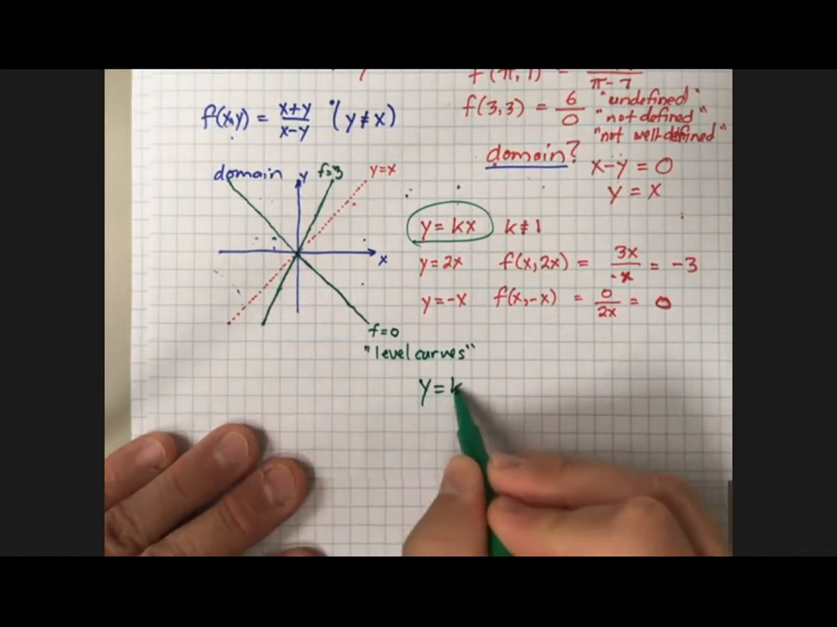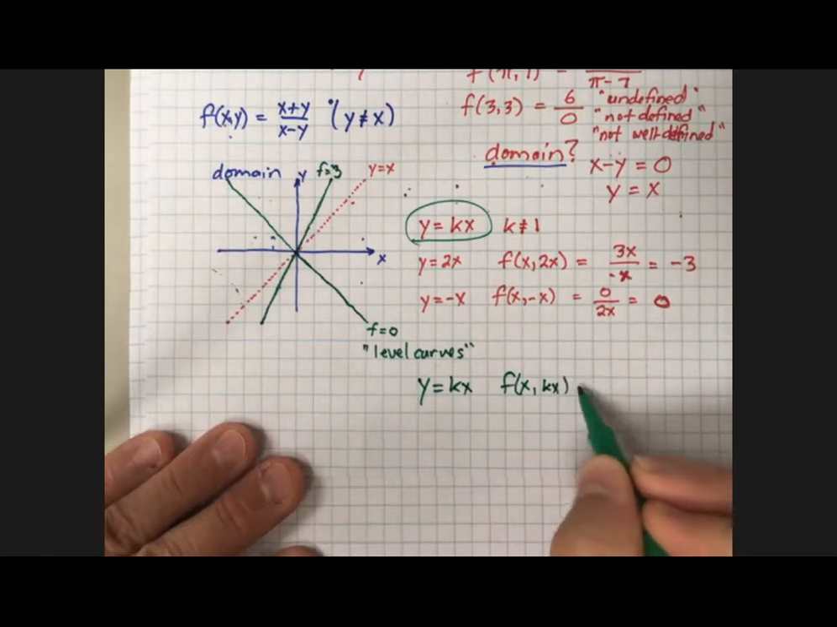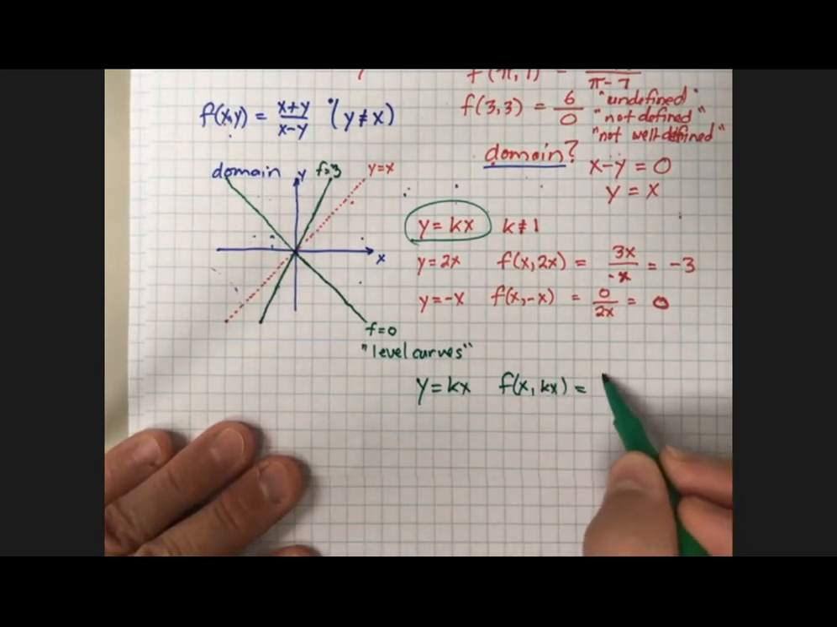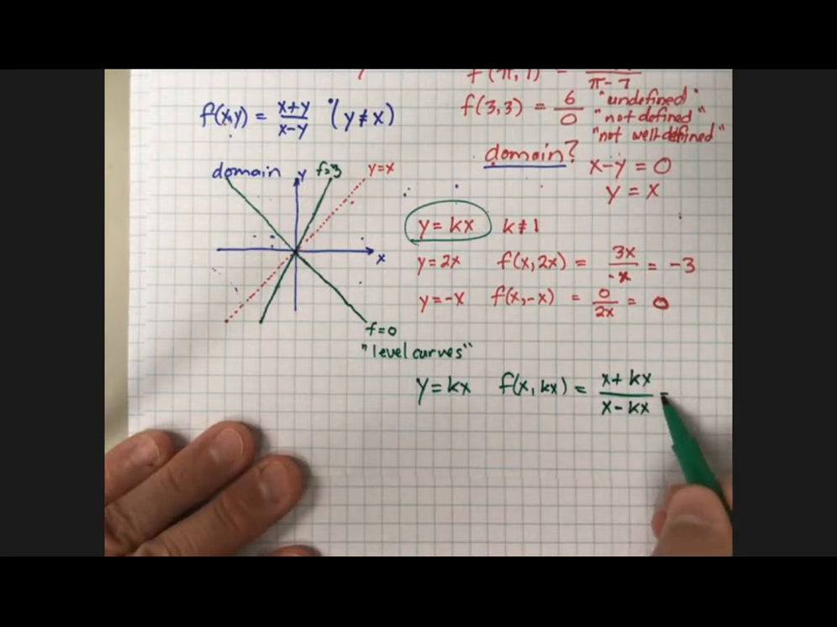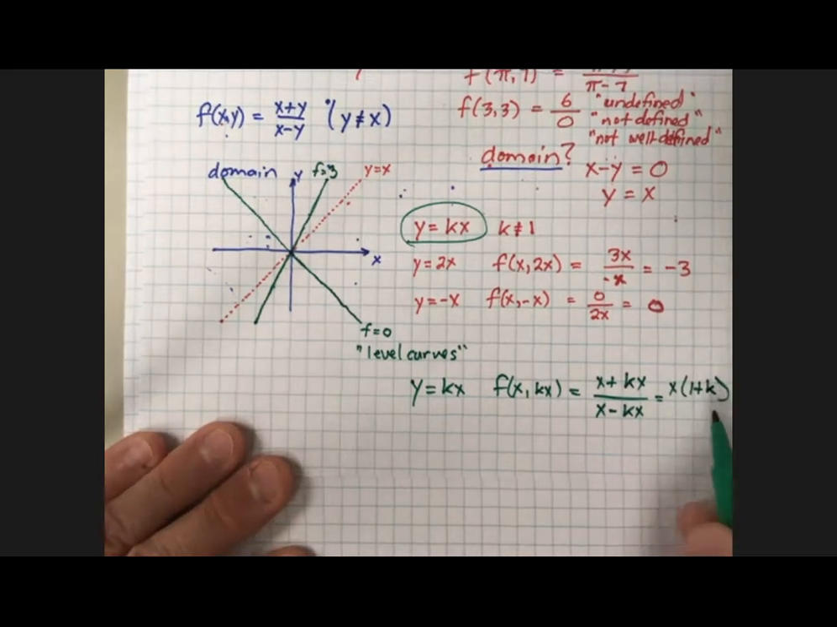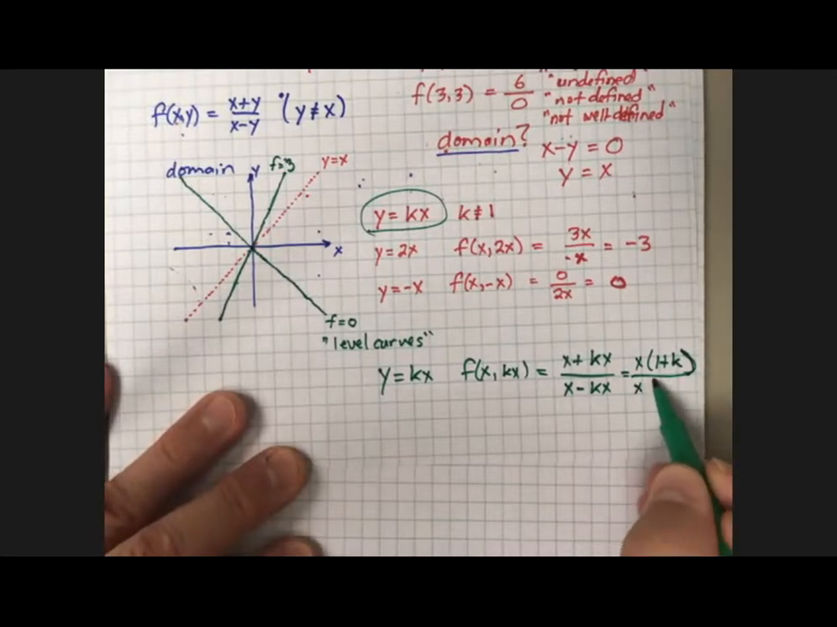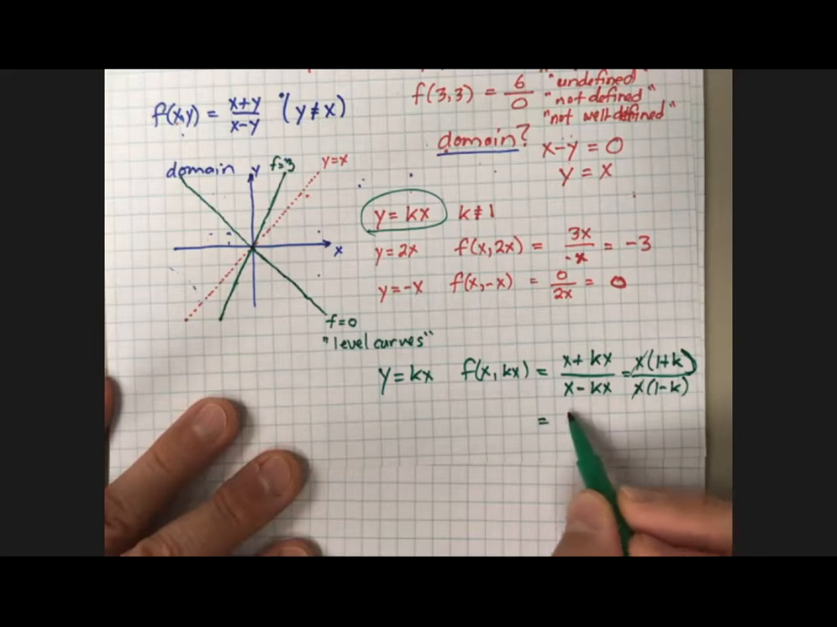So now let's plug in y equals kx. f of x comma kx. And what do I get when I do that? I get x plus kx over x minus kx. You notice that you can factor the x's out of the top and out of the bottom. Excuse me, I slid off the edge of the paper. And again, the x's cancel, and I get 1 plus k over 1 minus k.